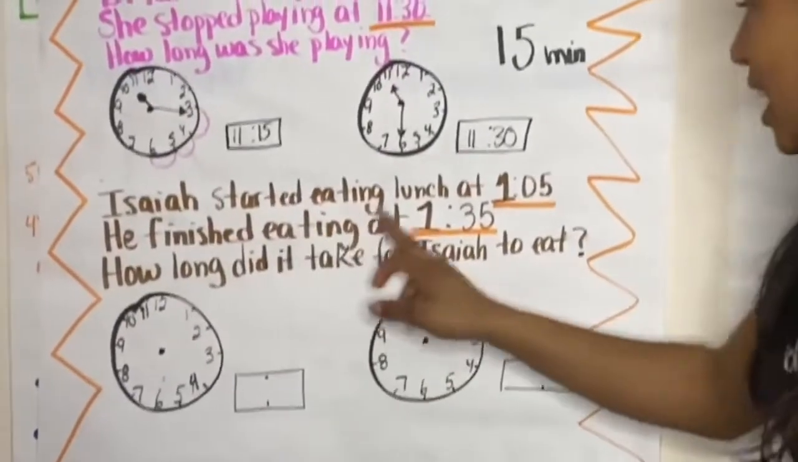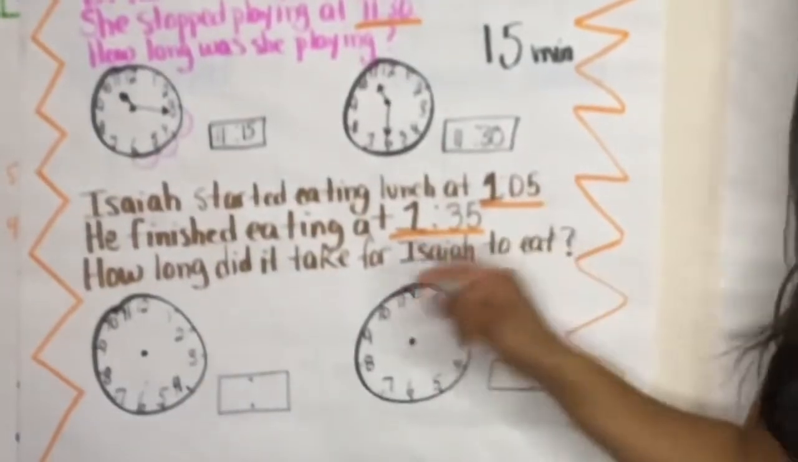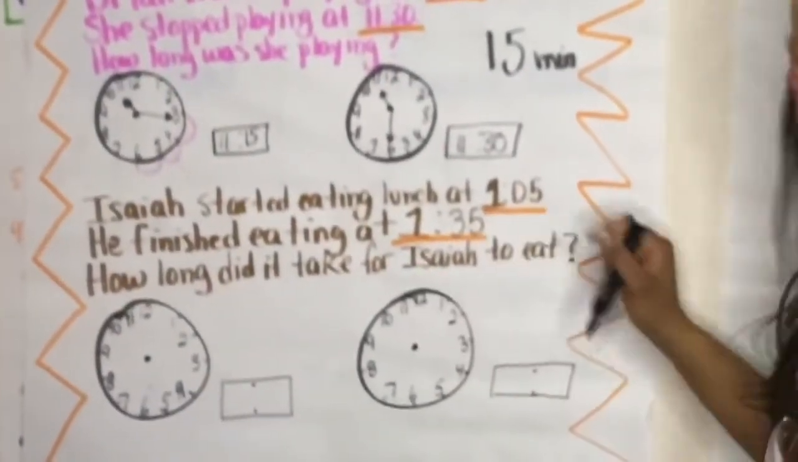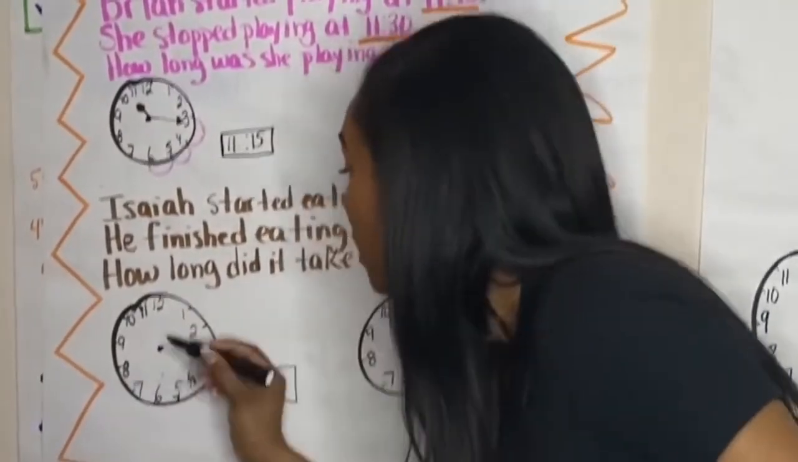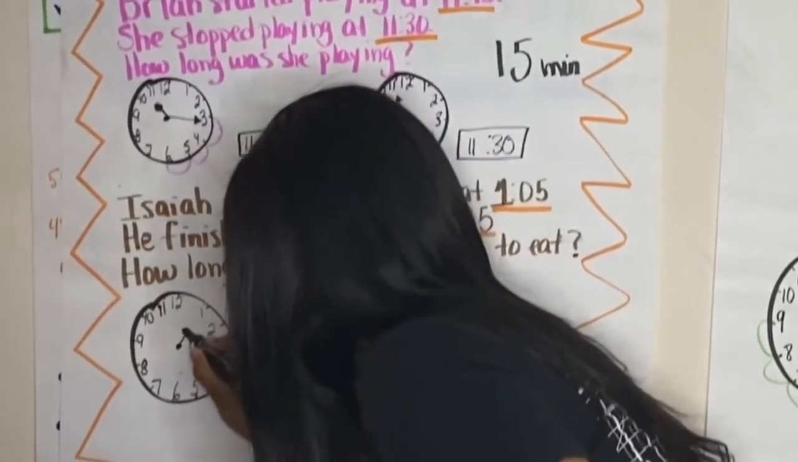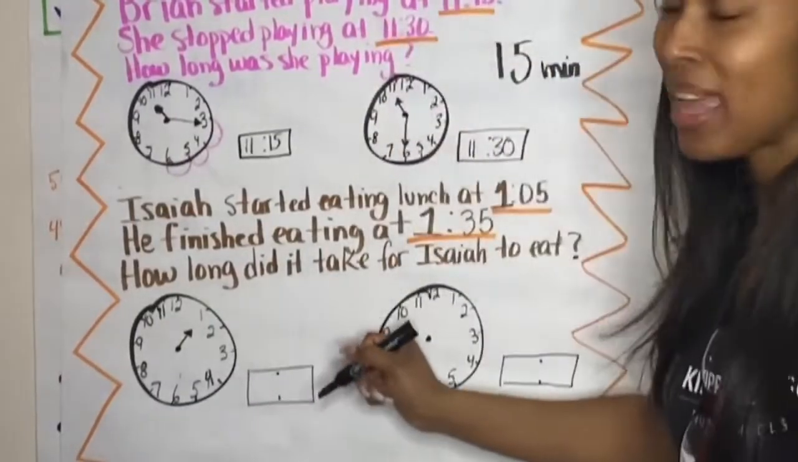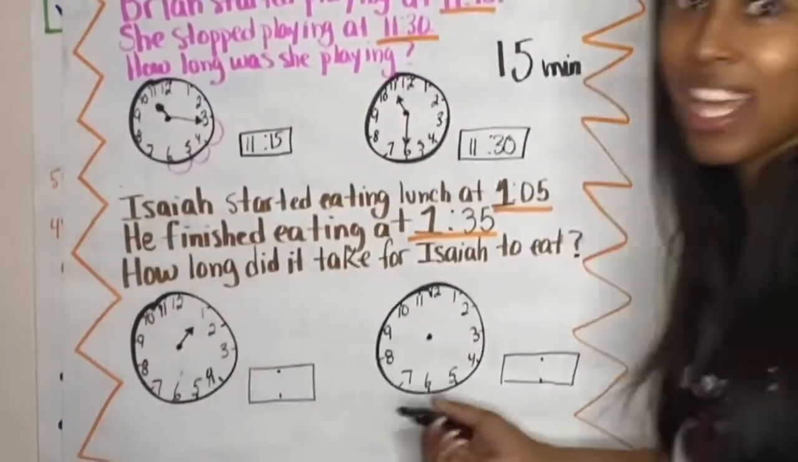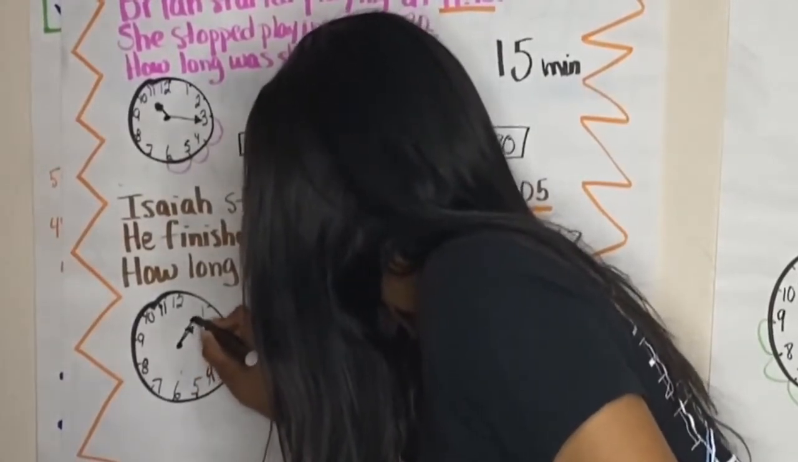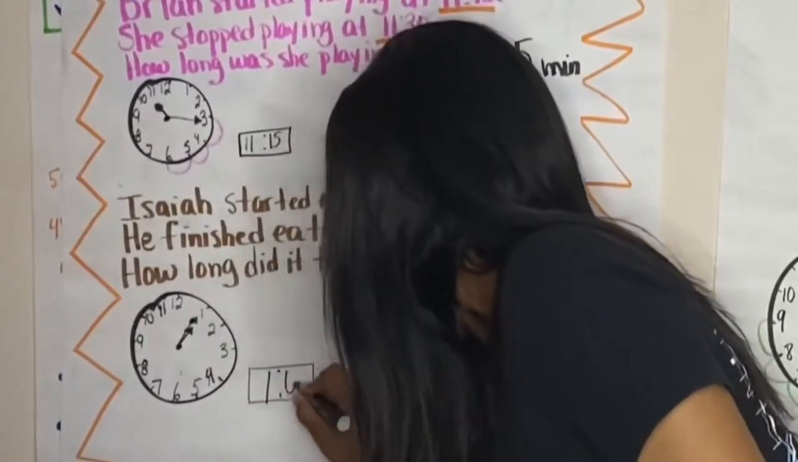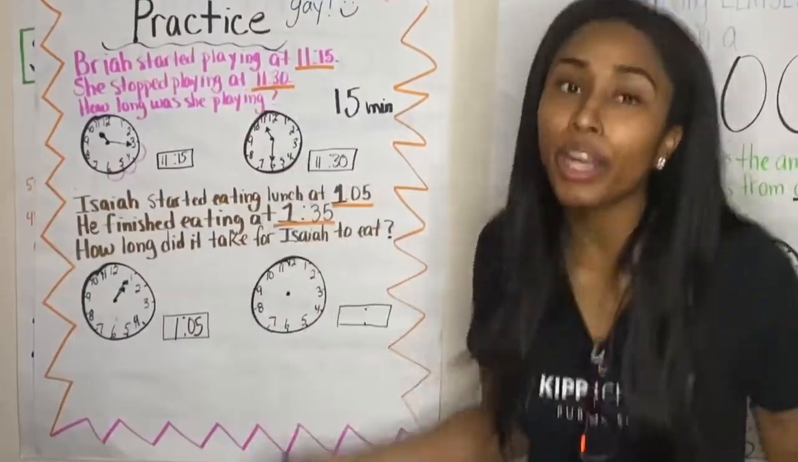Isaiah started eating lunch at 1:05. That's my start time, 1:05. I'm gonna mark it right now. My shorthand is the hour, 1. That's my minutes, 5. It's on the same one. My longhand is also at 1:05. All right, now he finished eating at 1:35.